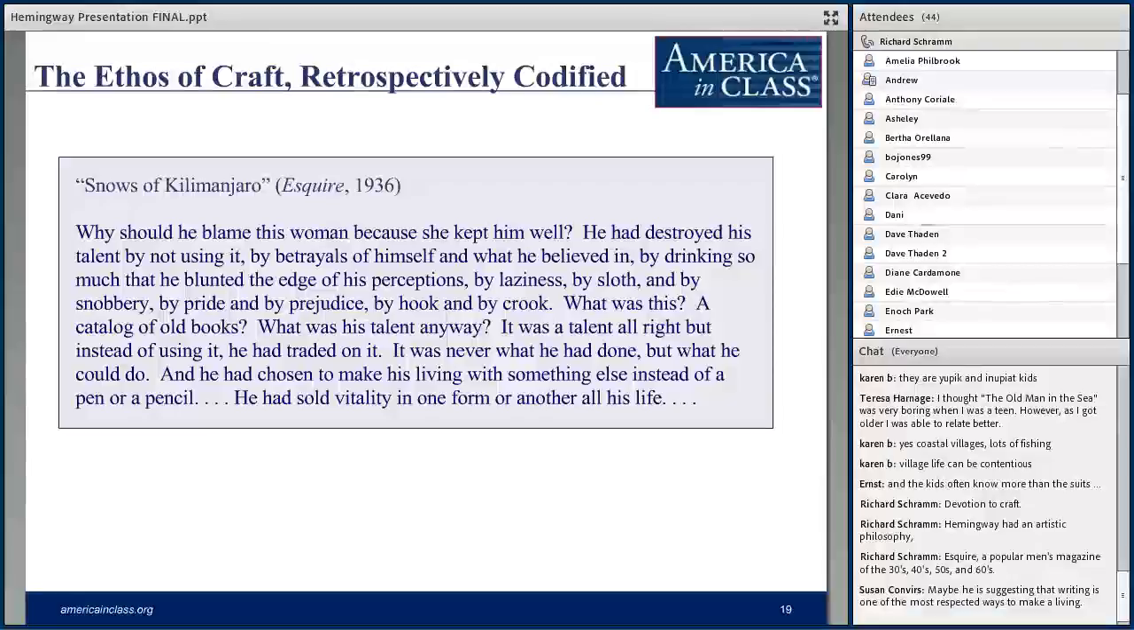So what he is saying here, that he's chosen to make his living with something else instead of a pen or a pencil, is that he has chosen to make his living through imagery, through the image of, quote unquote, Ernest Hemingway. Yeah, I am sure that he is saying that, but I think that he's saying something a little more nasty as well. And one thing to note about him is that part of his power as a writer, one reason why people are provoked by him, is that he is a nasty writer.